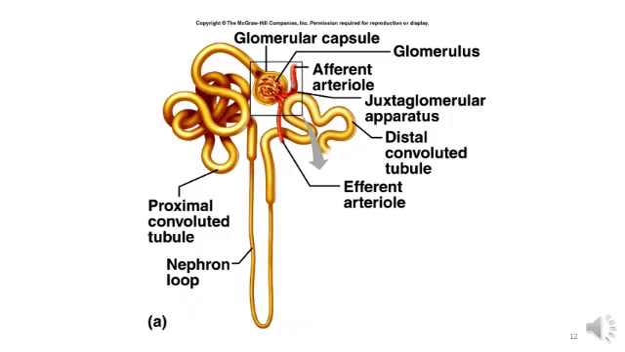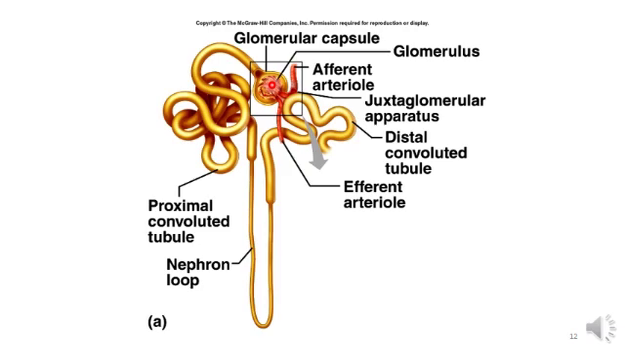This is the structure. This is the glomerulus. This is the glomerular capsule or the Bowman's capsule. Now, how does it work? The blood from the heart is transferred to the kidney at very high pressure through the renal artery.